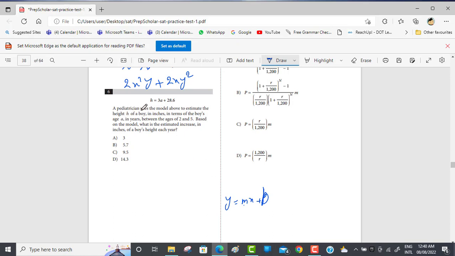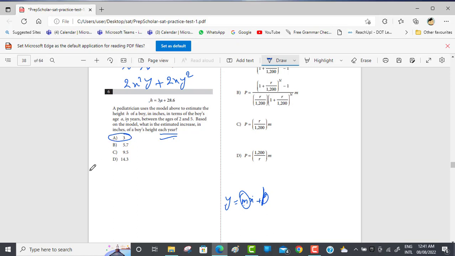A pediatrician used the model above to estimate the height of a boy in inches in terms of the boy's age a, between the ages of 2 and 5. Based on the model, what is the estimated increase in inches of a boy's height each year? Each year, as we said, the interpretation of the slope is when x increases by 1. It means here in this case each year y will increase or decrease by m. So each year, it means when a increases by 1, h will increase by 3.